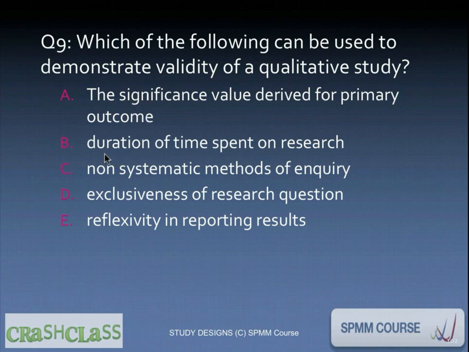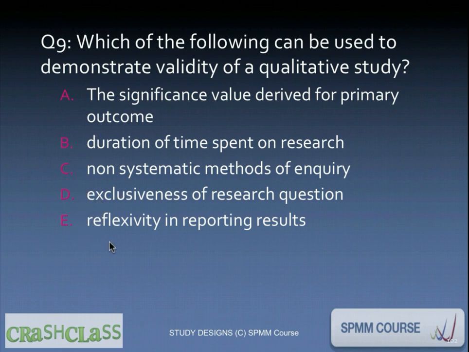It's out of league. B, duration of time spent on research, is also not relevant. It doesn't matter how long it takes for you to complete a research. That length of time is not going to determine the quality of your research. Okay, non-systematic methods of inquiry. Well, systematically doing something is much better than non-systematic options. So, exclusiveness of research question. Just because you ask a question that nobody else has asked, the novelty doesn't mean your study is of good quality. Novel studies are not always valid. So all these are wrong options.